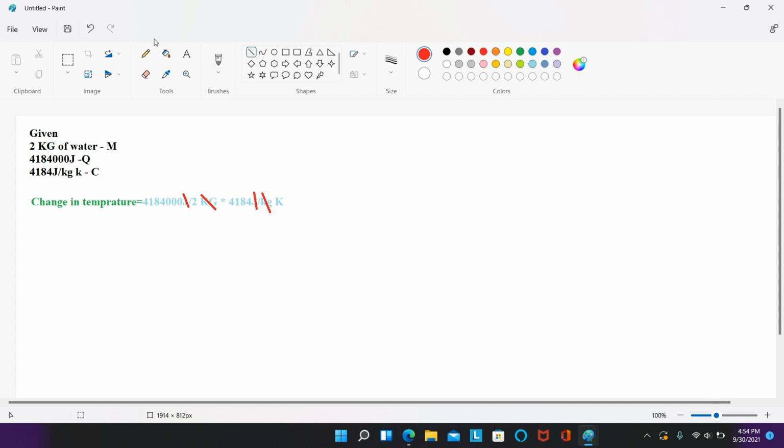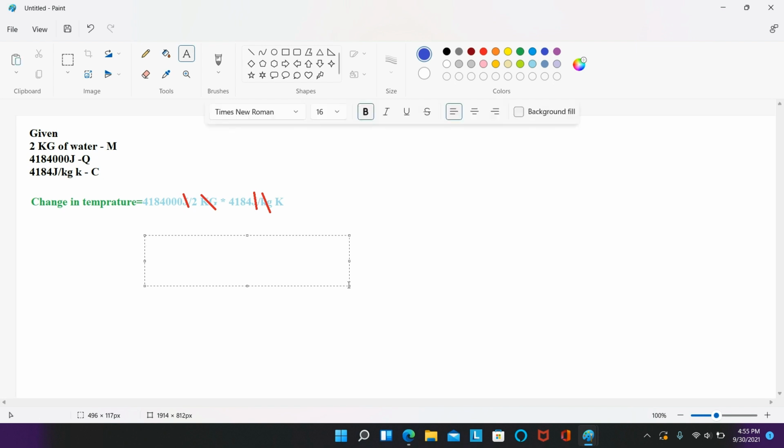Let's carry this number on. So you have this, and then you can write these numbers here in a different color. So now you have change in temperature equivalent to 4184000, and the joules is gone, because we showed the unit cancellation in our work.